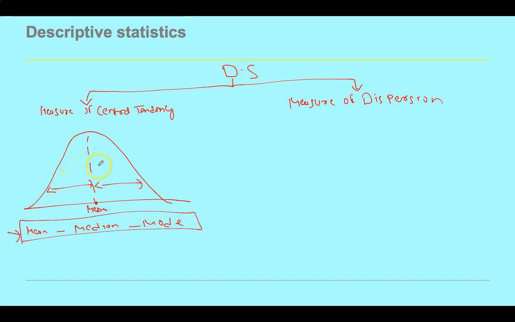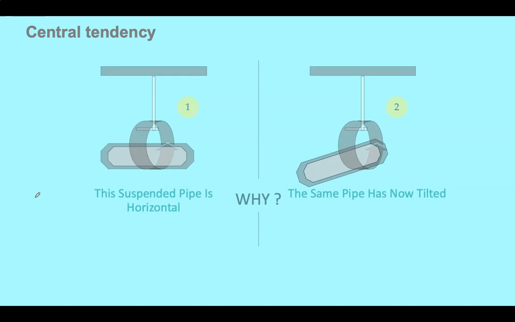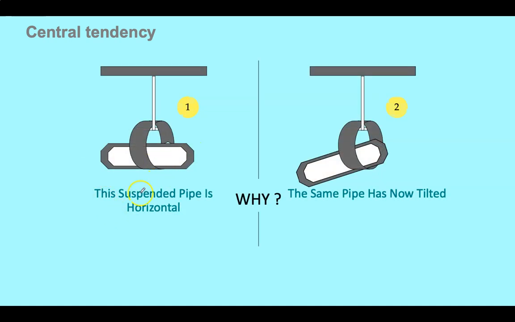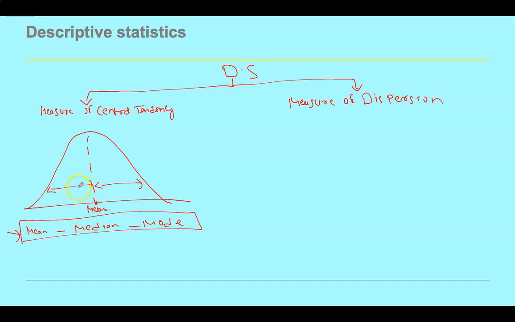When we find out based on the measure of central tendency, we try to understand it this way: let's suppose you have a suspended pipe in horizontal, and based on the inertia, based on the center of gravity, how the data is tilted. Like a rope is tied at the center of gravity, these two positions depend on where the maximum amount of data is distributed. Similarly, when we want to find out how data is distributed, it is called measure of central tendency.